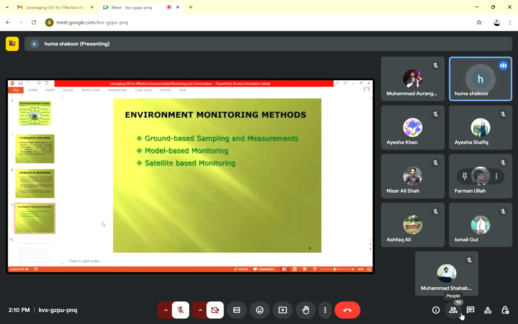Environmental monitoring methods. There are three methods through which we are going to monitor the environment. The first one is ground based sampling and measurement. The second is model based monitoring. And the third one is called satellite based monitoring.